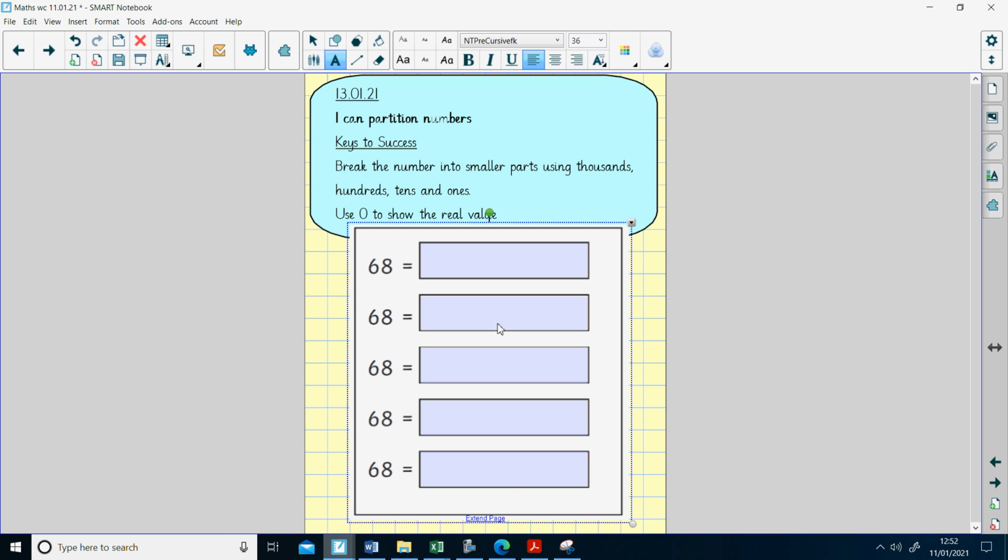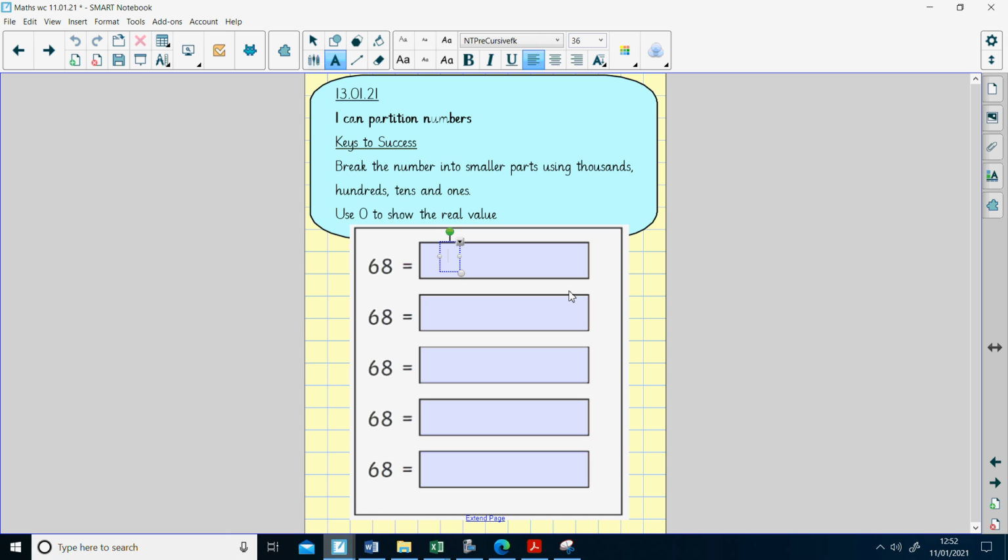So you're finding 5 different ways of partitioning 68. Pause the video now and then come back to me when you've had a go. Okay, you should have had a go at partitioning 68. Remember, there are lots and lots of different ways. I'll show you the 5 that I've thought of.